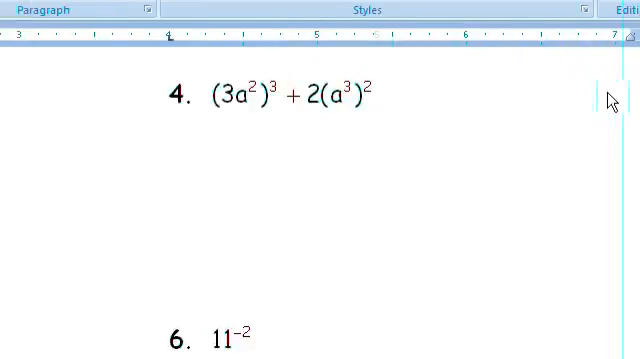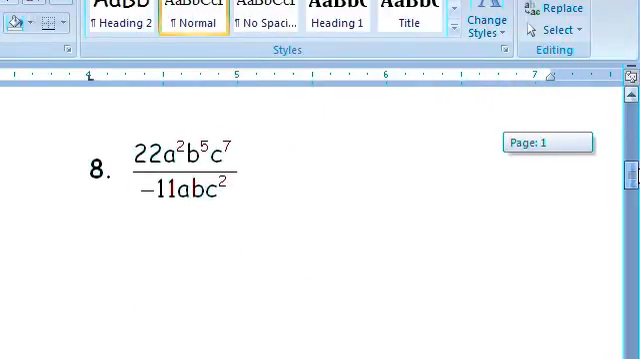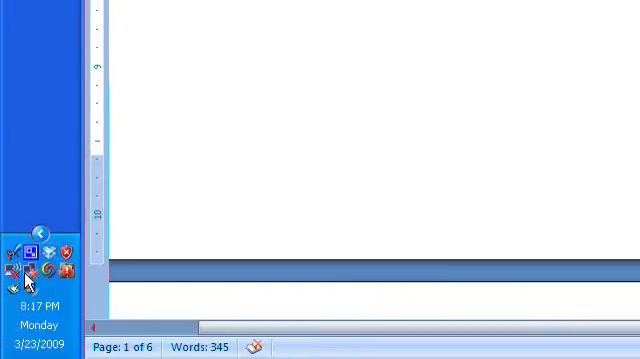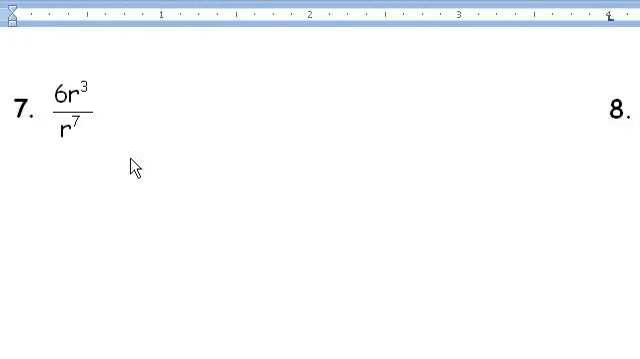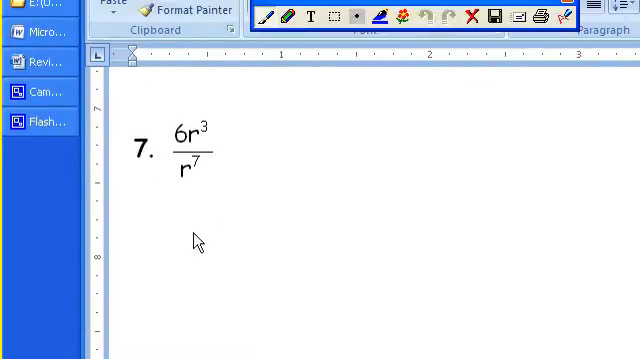Okay, 7 and 8 look like they are coming up pretty quick here. Turn on my pen. Okay, we're doing some division. You remember that when we were multiplying two variables, we add the exponents. What do you think we do when we divide two variables? Yes, we subtract the exponents. So, let's see what that looks like.